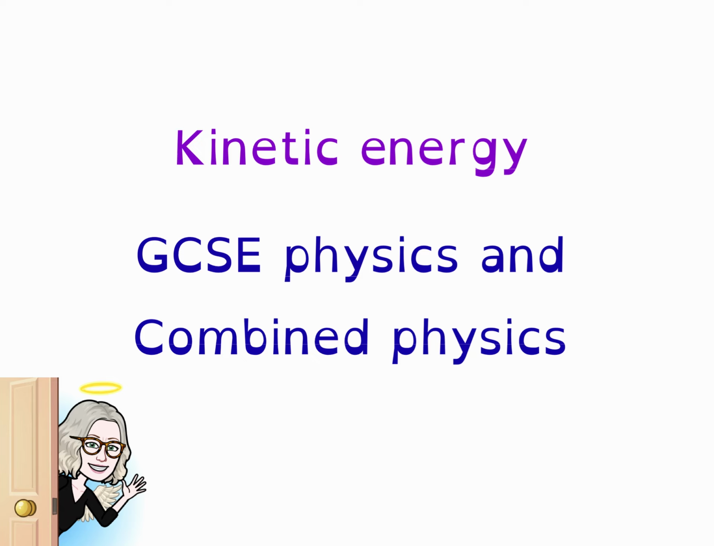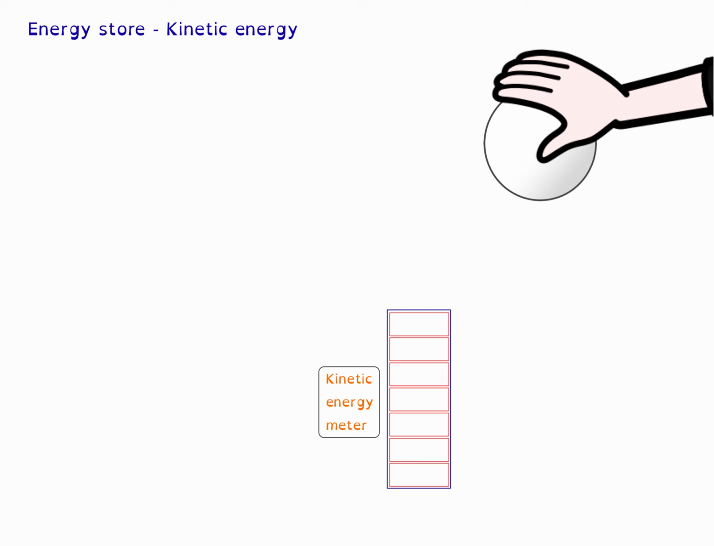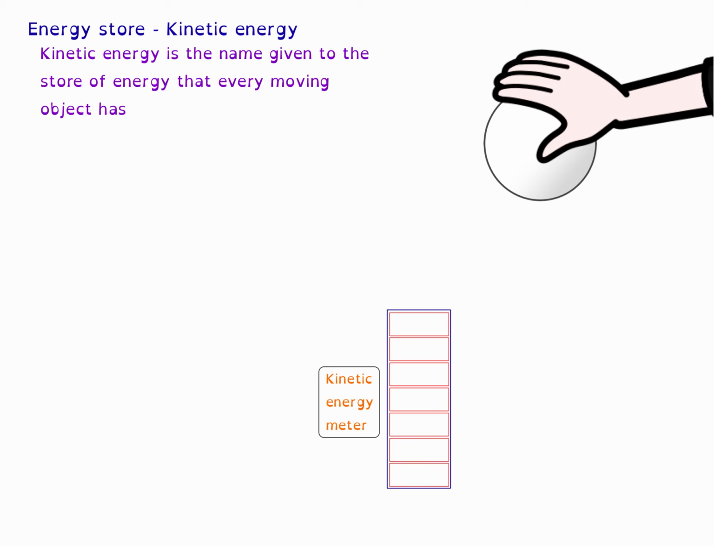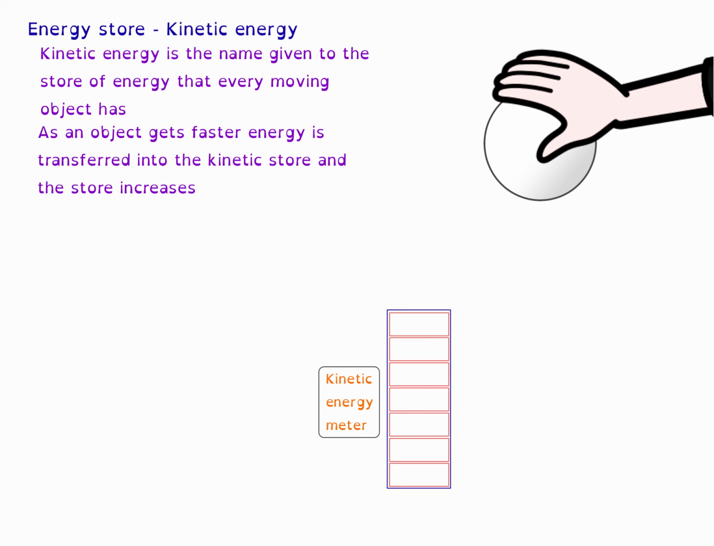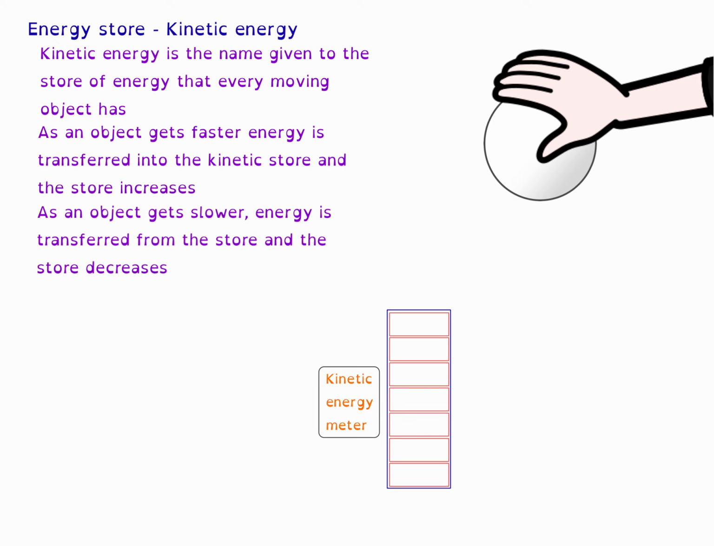Hello and welcome to this video on kinetic energy, where we will discuss what kinetic energy is and the variables that affect it. Kinetic energy is the name given to the store of energy that every moving object has. As an object gets faster, energy is transferred into the kinetic store and the store increases. As the object gets slower, energy is transferred from the store and the store decreases.